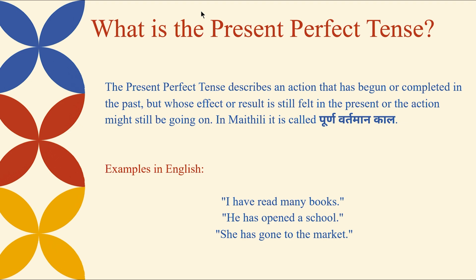Examples in English are: I have read many books. He has opened a school. So the school has been opened, and it is still open, and it is going to be open, as we can tell. She has gone to the market. Okay, so she has gone to the market, and she is not back yet. So this task is not complete in the present.